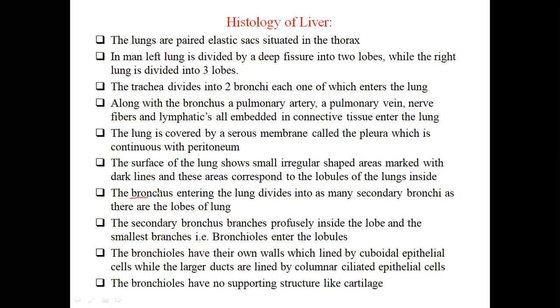So the bronchus entering the lung divides into many secondary bronchi, as there are lobes of the lung. As I told you, the primary bronchi are further divided into secondary, and secondary further divide into tertiary. Why are they dividing? Because we have discussed that the right lung has 3 lobes and the left lung has 2 lobes, and these lobes are divided by connective tissue. So this division takes place for reaching every lobe.